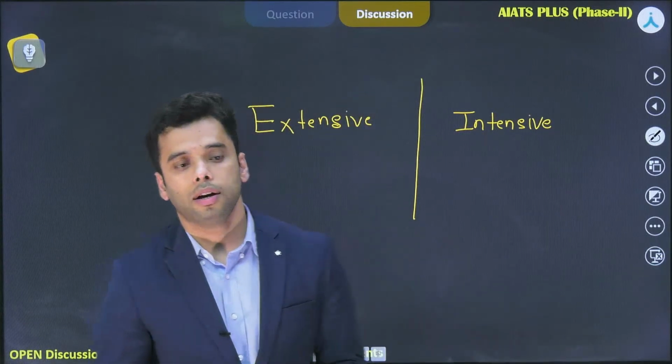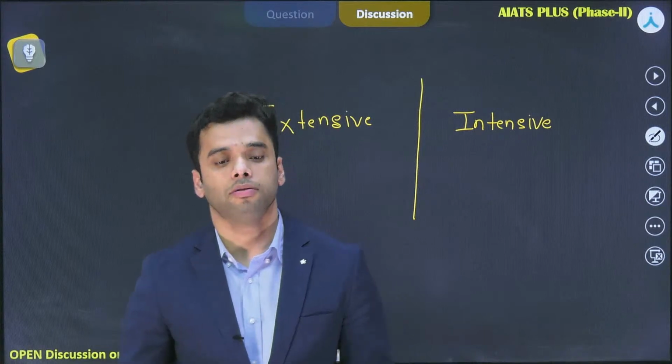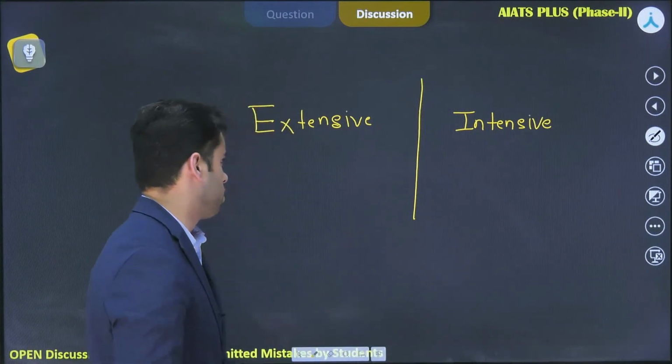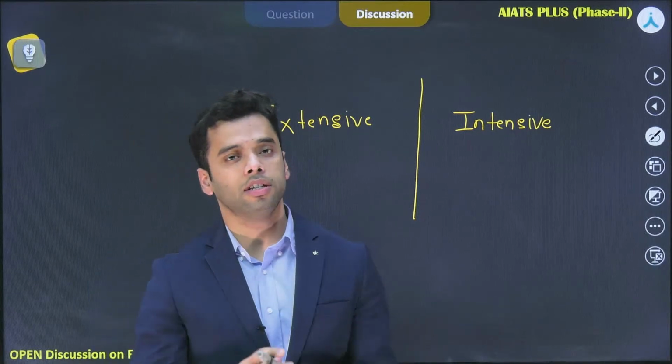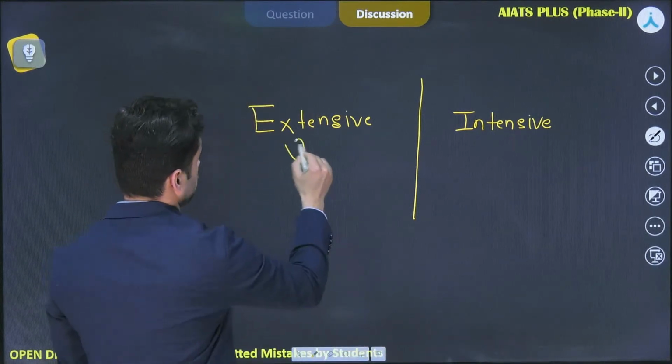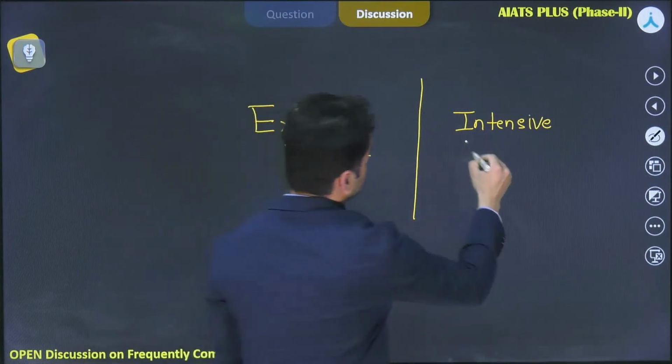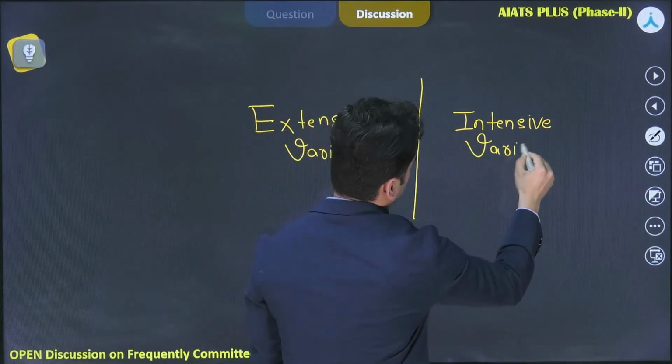Okay, good evening, Dashrath. So first one is extensive, second one is intensive. Now what is the meaning of extensive? Both of these are thermodynamic variables. So this one is also a thermodynamic variable, and this one is also a thermodynamic variable.